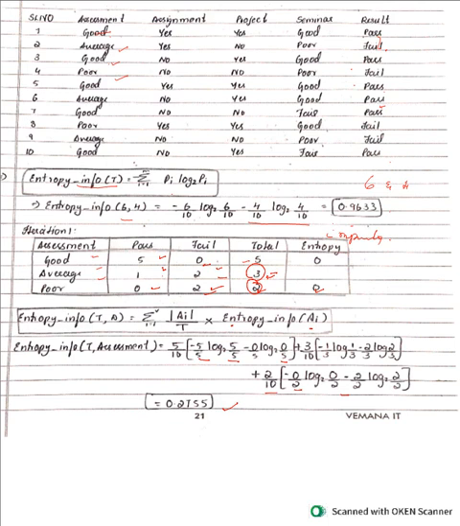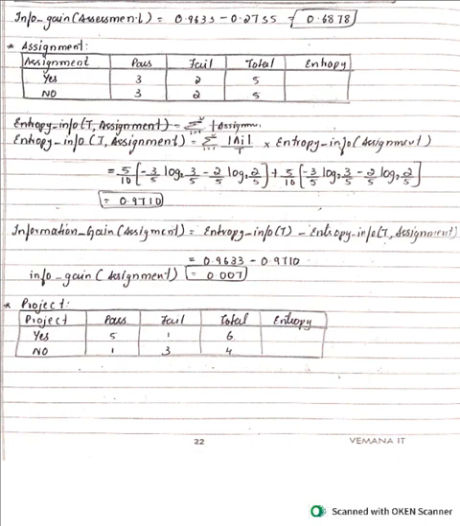Next we have to calculate the gain. Okay, now the information gain of assessment, if you observe, is equal to what? The entropy information of the tree minus the entropy information of the attribute. So the entropy information of the tree, what we calculated, 0.9633. So this we have already calculated. I'll show you.